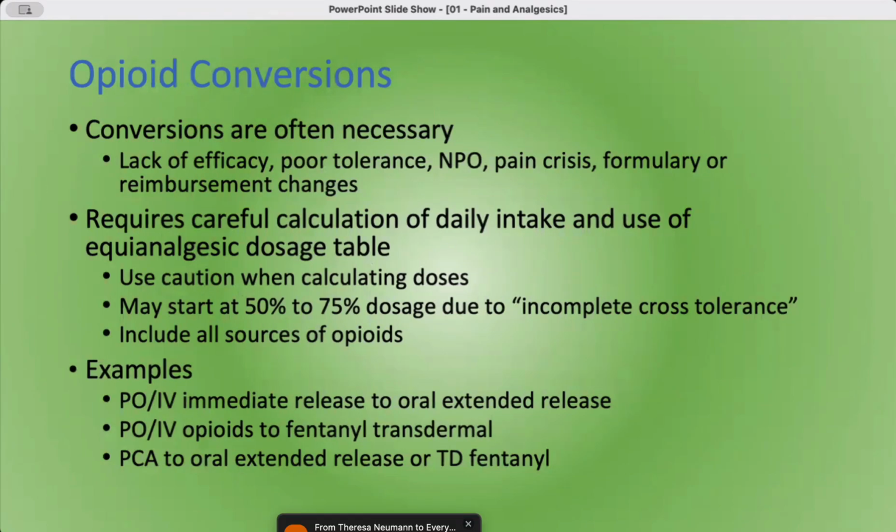There is a fudge factor, 55 to 75%, which is due to what's called incomplete cross tolerance. When you switch from one opioid to another, you do have to account for the fact that that second opioid is going to end up being a little bit more potent right off the bat because of what's called incomplete cross tolerance.